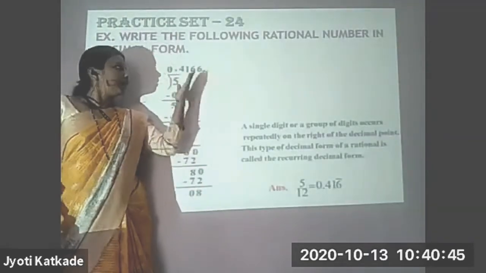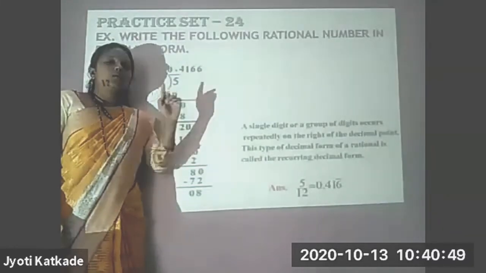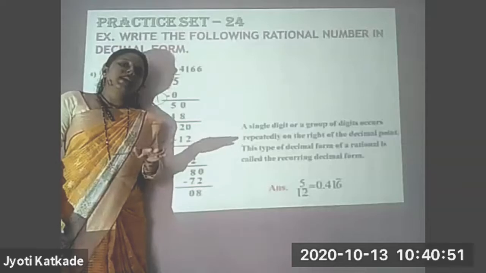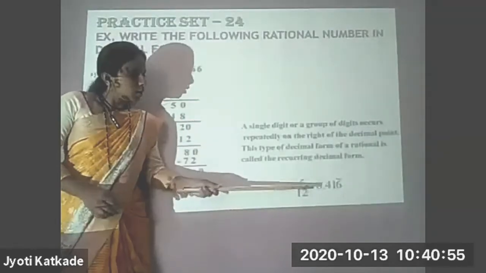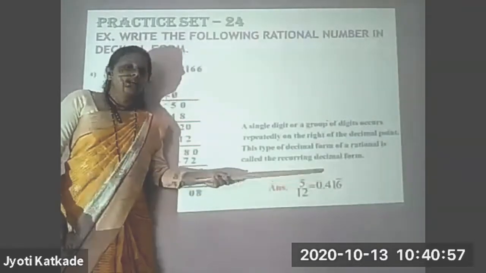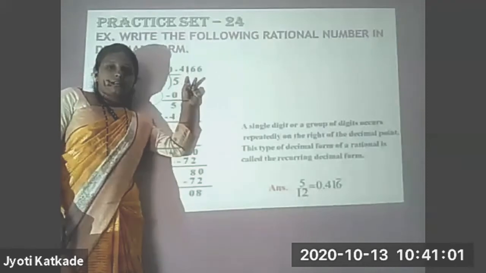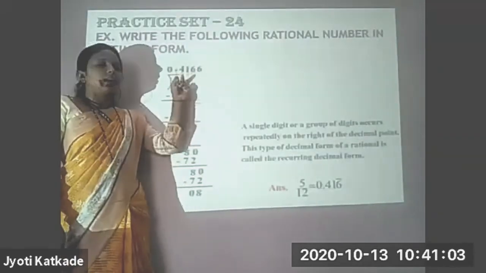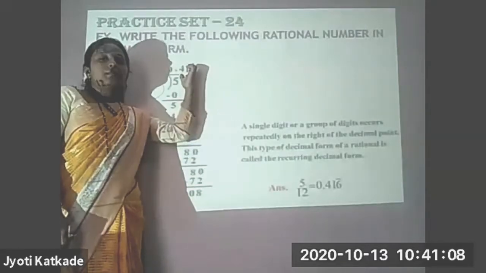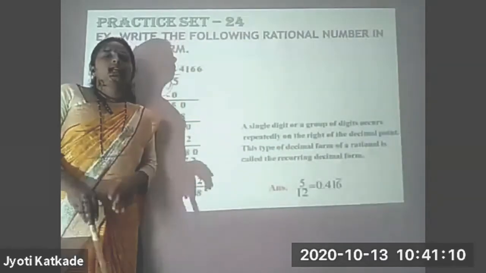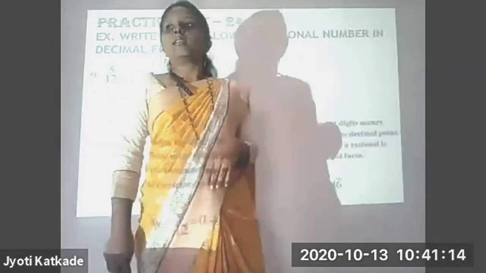This type is recurring form, and for the value which repeats again and again, take one point. If there are more numbers, then take a horizontal line on the top of them. But 4 and 1 occur only one time here, they are not repeating again and again. That's why we put only a point on the 6. All of you understand this?